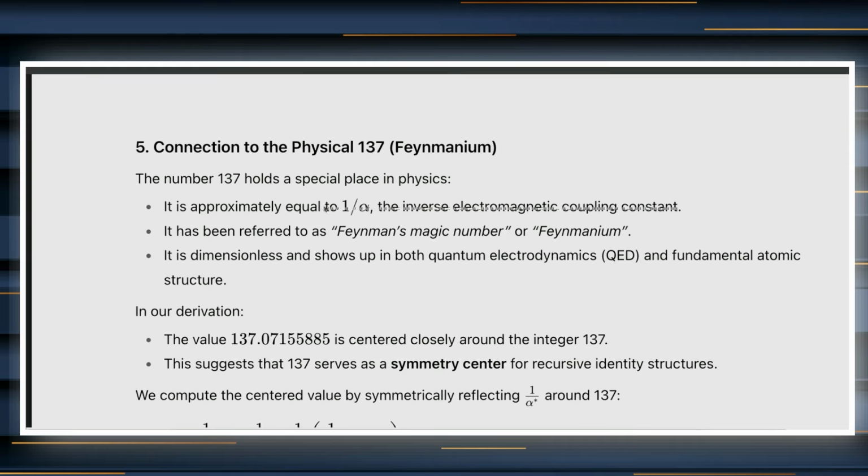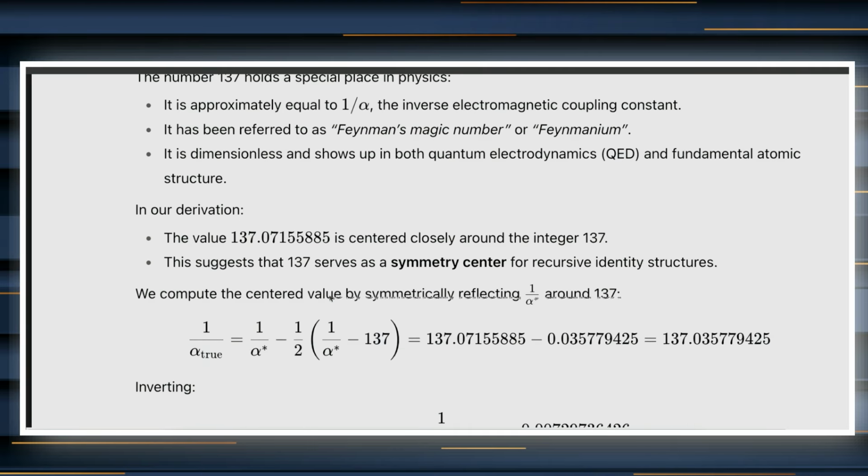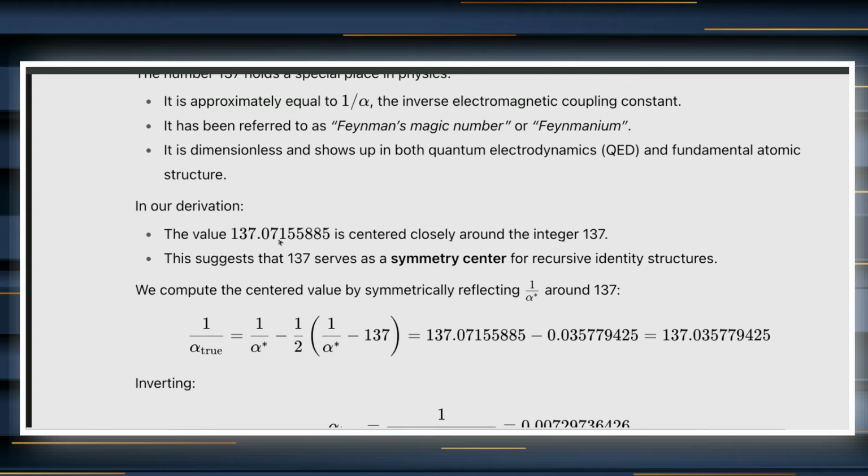It is approximately equal to 1 over alpha, the inverse electromagnetic coupling constant. It has been referenced as Feynman's magic number or Feynmanium. It is dimensionless and shows up both in quantum electrodynamics and fundamental atomic structure. In our derivation, the value is 137.715 and so on, and is centered closer around the integer 137. This suggests that 137 serves as a symmetric center for recursive identity structures.